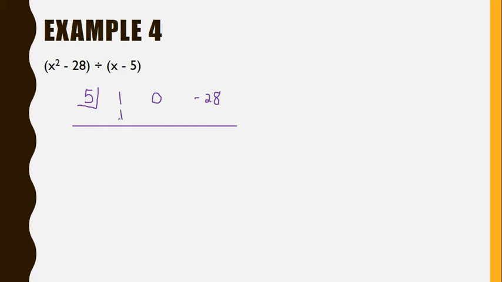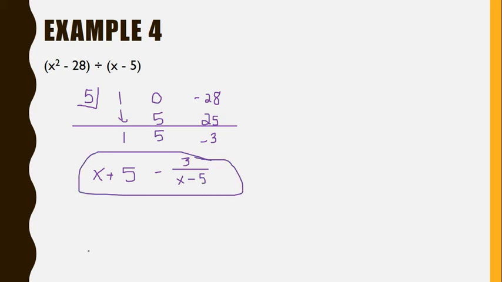So remember, I bring down the first term, multiply, 1 times 5 is 5, add, I get 5, multiply is 25, and then add again, and I get negative 3. So remember, we start with one less, so this was x squared, so that means my first one is going to be an x. So I'm going to have x plus 5 minus 3 divided by x minus 5, and that is what I get when I do my division.